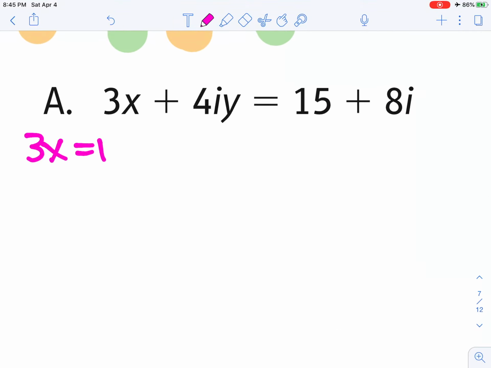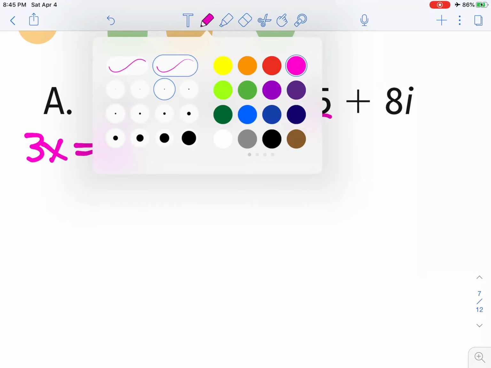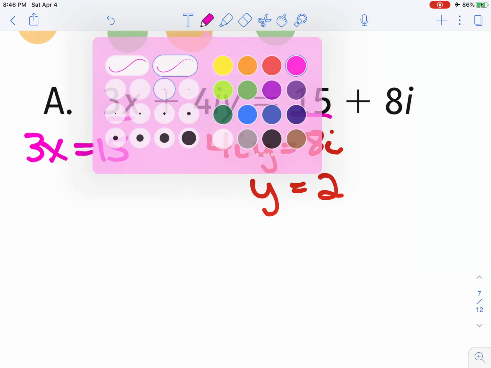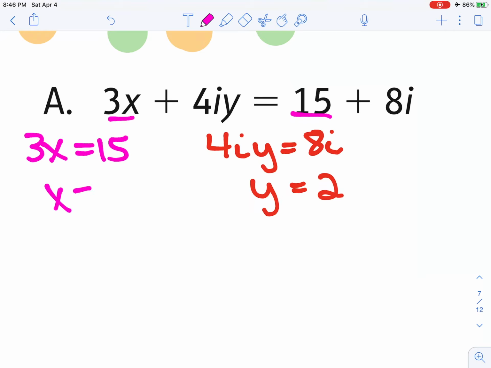So I take 3x and I set it equal to 15. Those are the reals. Then I take the imaginaries and I set them equal to each other. And I solve. I'm going to solve this one first just so that I don't have to switch back with the color. There we go. And then this one would be 5. And that's all you do.